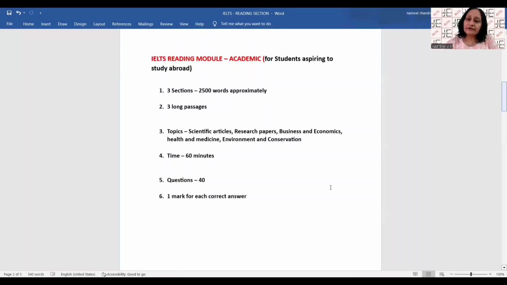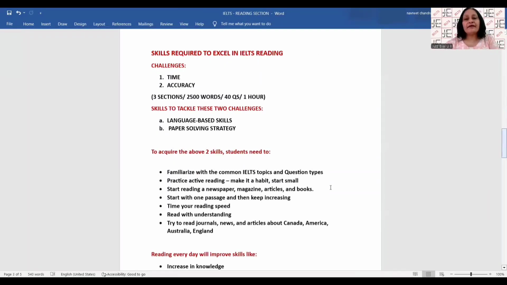Now, what are the skills required to excel in IELTS reading? Firstly, let's see the challenges that we face. There are 3 sections in which you have to read 2,500 words, answer 40 questions, and how much is the time given to you? Just 60 minutes or 1 hour. So you have to be very quick, and on top of that, you have to be accurate. Otherwise, you'll lose marks. So, how do you tackle these challenges?